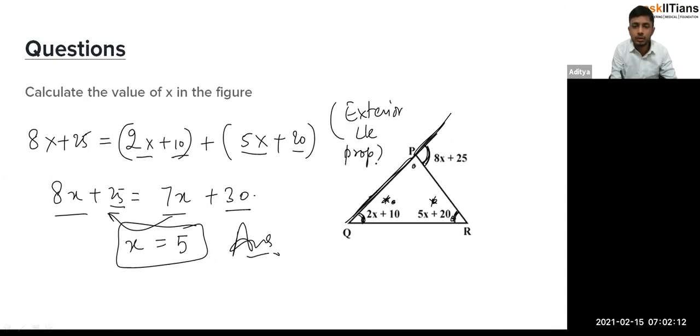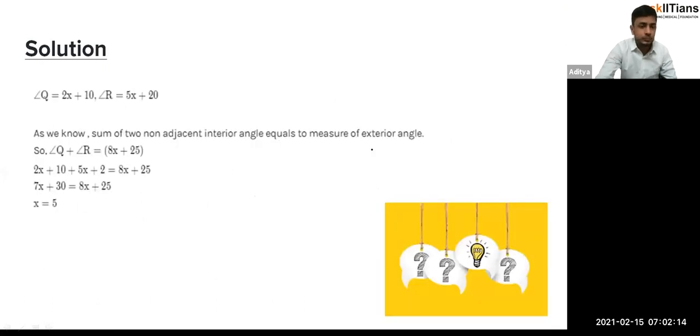So let us also have a look at the solution here. As we know, the sum of two non-adjacent interior angles equals the measure of the exterior angle. So the same property we are using here. The sum of the two opposite interior angles is equal to the exterior angle, and finally we get the value of x as 5. Okay.